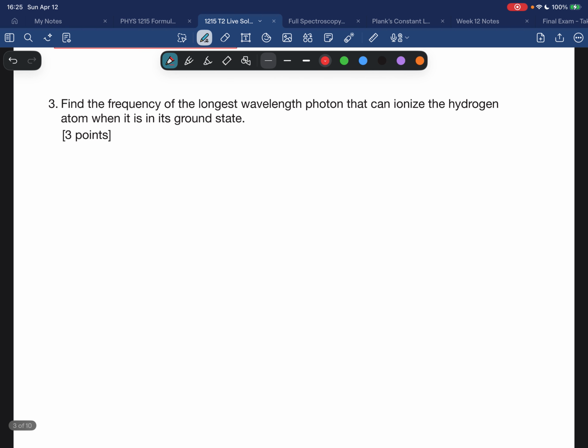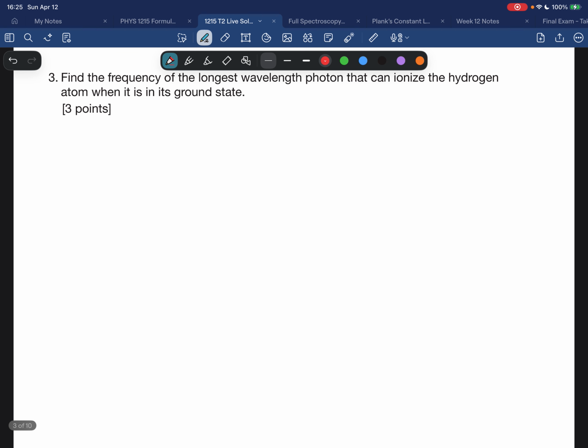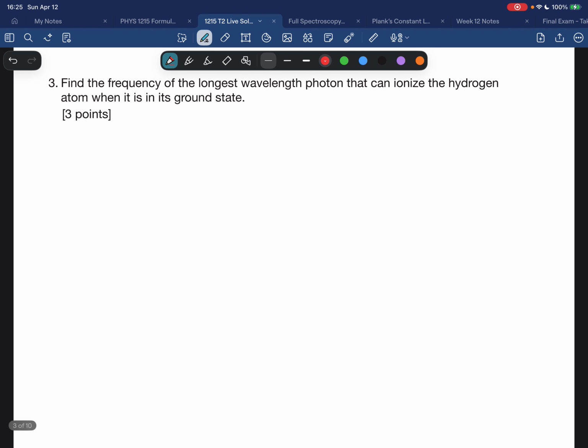3. Find the frequency of the longest wavelength photon that can ionize the hydrogen atom when it is in its ground state. Keyword here is ionize. That's the one that's going to tell you which formula to use, which is this one again. Same one as question 1.